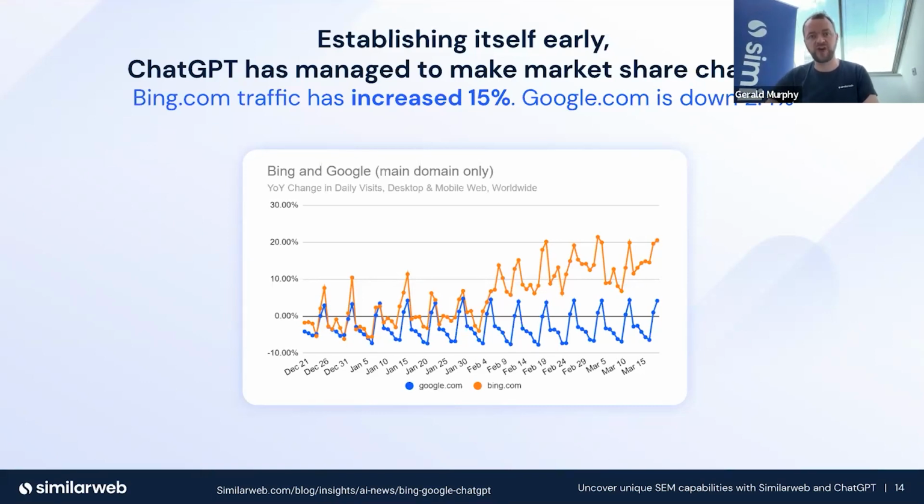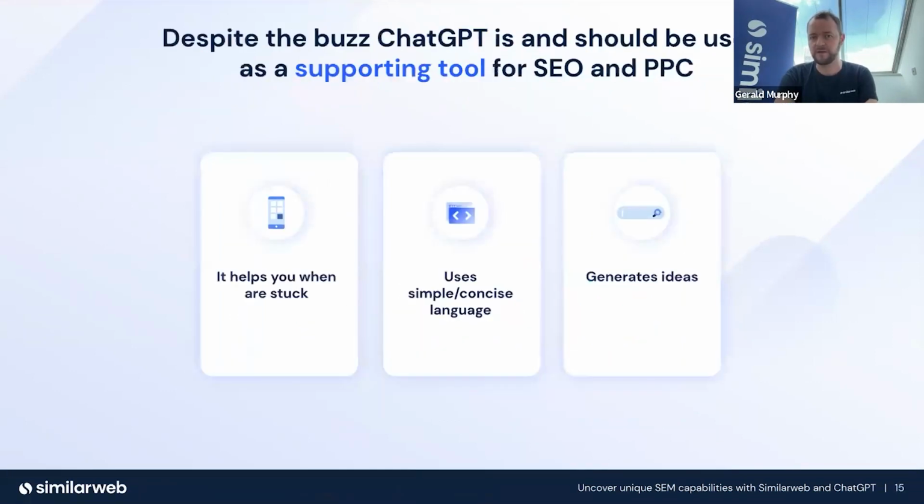And brands over the coming months are going to be testing, which they actually should be doing anyways, a lot more activity on, for example, Bing pay-per-click. And the reason why this is going to become more to the fore very soon, Bing traffic has increased by 15% and Google has gone down 2.4, which is quite significant movement in the market.